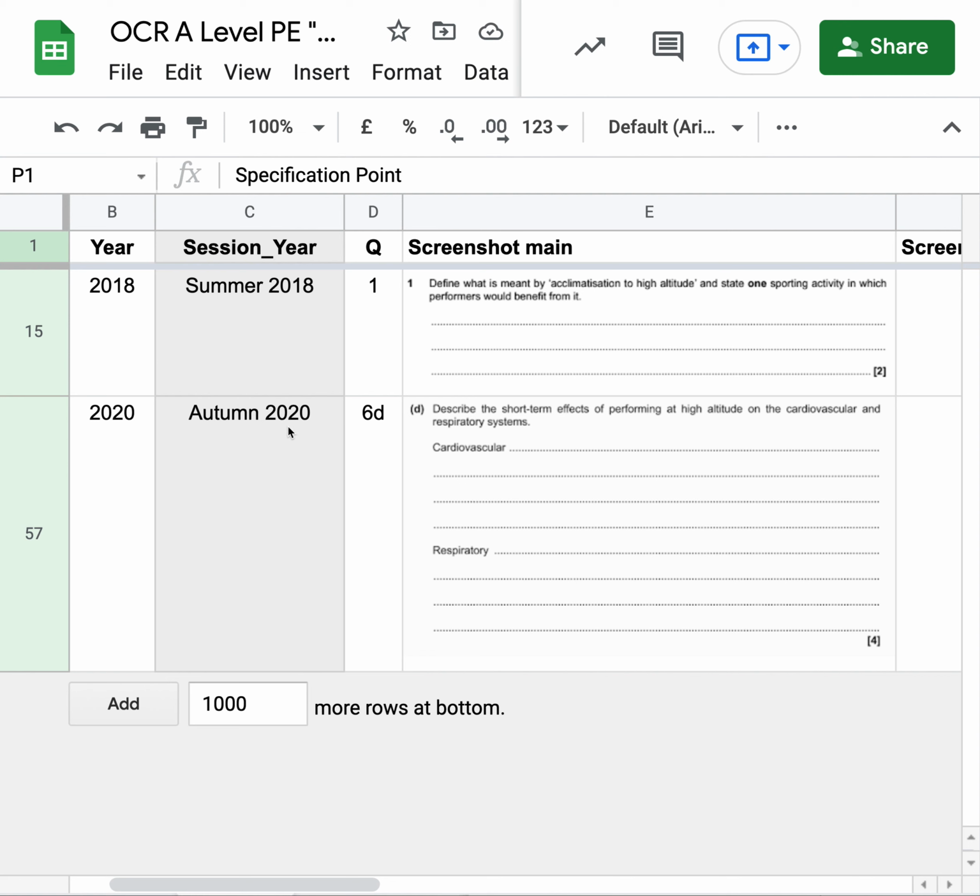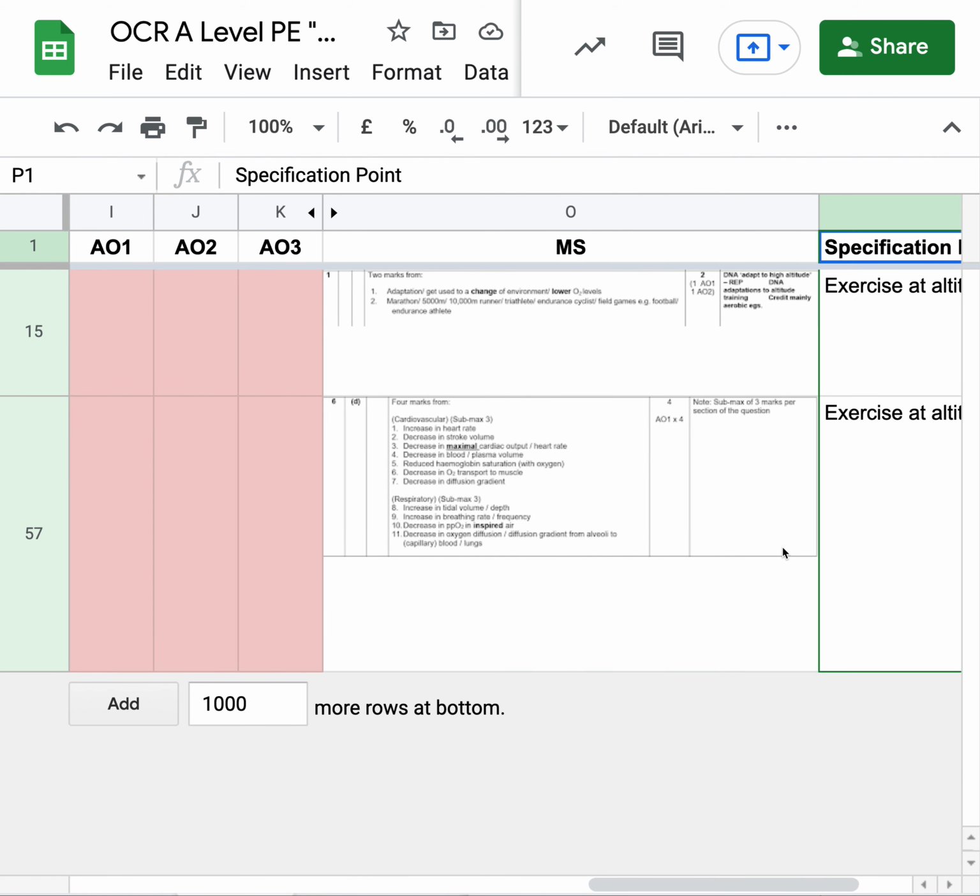It was question 60 on summer 2020. Describe the short-term effects of performing at high altitude on the cardiovascular and respiratory system. So on the face of it, 2 marks for cardiovascular, 2 marks for respiratory seems really straightforward. What are the effects? But I want to just take you across to the mark scheme because I think this is really interesting. I hope you guys can see that okay.